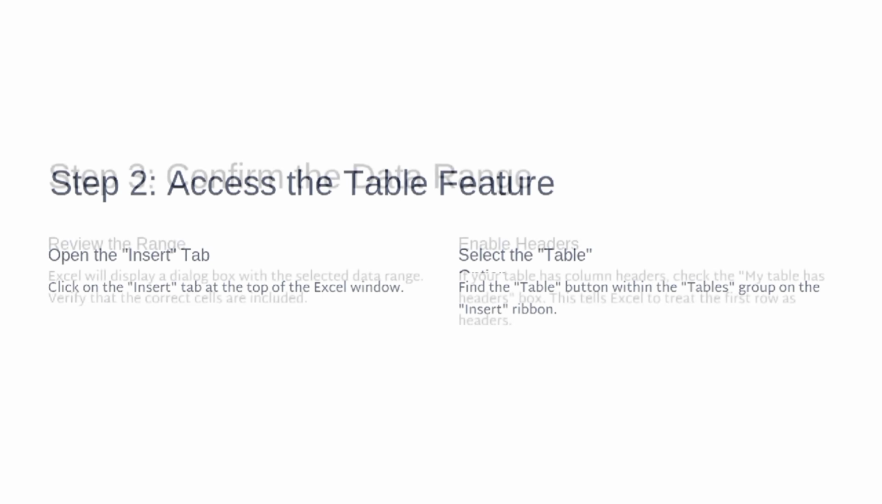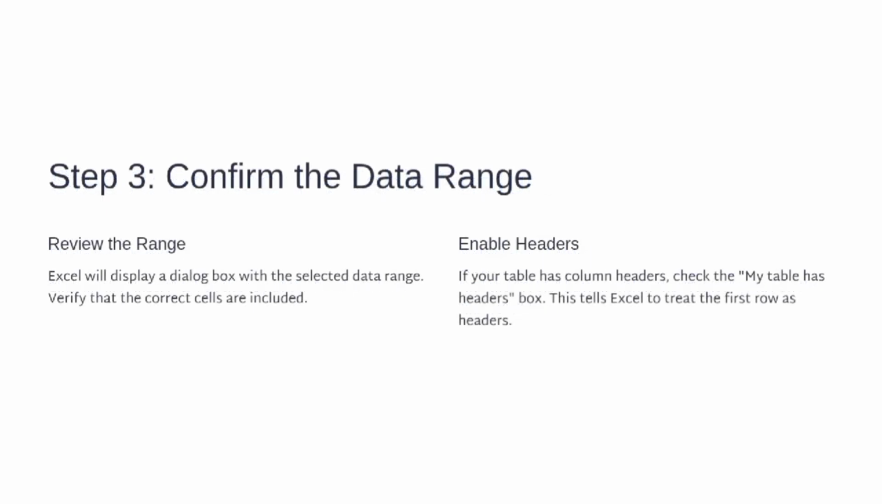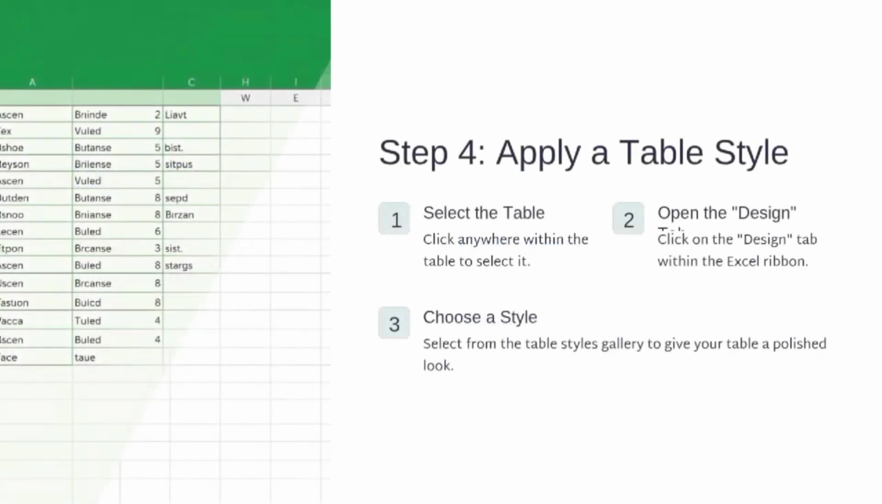Step 3. Confirm the data range. Review the range. Excel will display a dialog box with a selected data range. Verify that the correct cells are included. Enable headers. If your table has column headers, check the My Table Has Headers box. This tells Excel to treat the first row as headers.